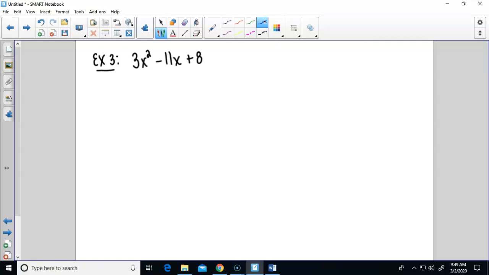Okay, it is prime as far as the greatest common factor goes. You cannot get a greatest common factor out of this, right? And several of the problems, in fact, probably most of the problems you're going to see, like on tonight's homework, are going to not have a greatest common factor. Okay, so no greatest common factor. So we're going to go straight to our first and our last. So first is 3x squared, and our last is positive 8.